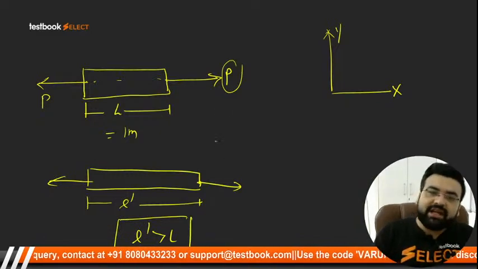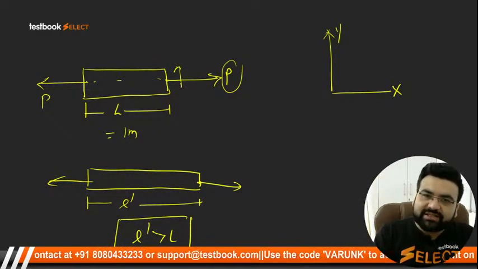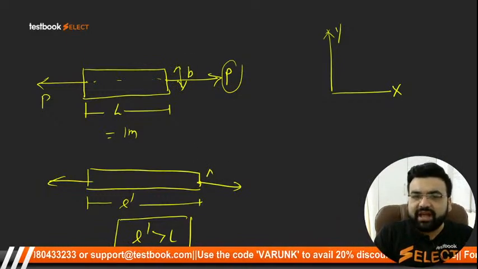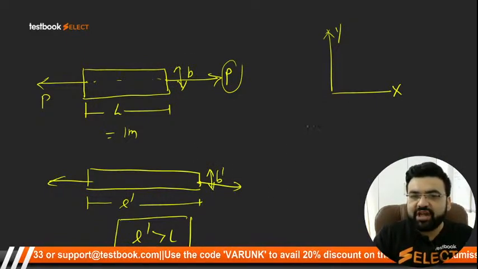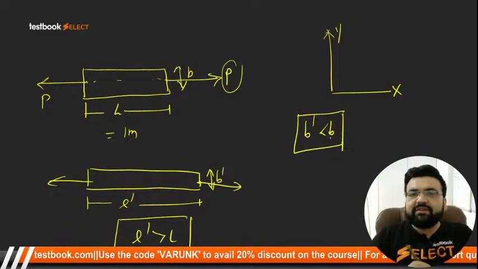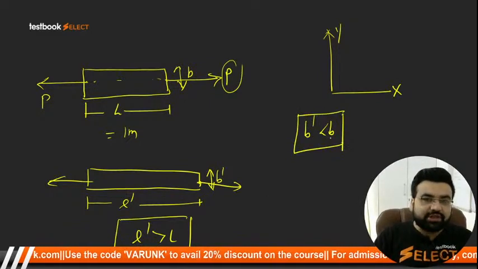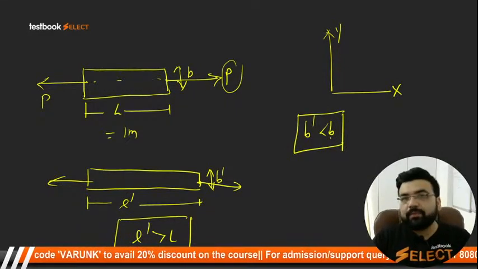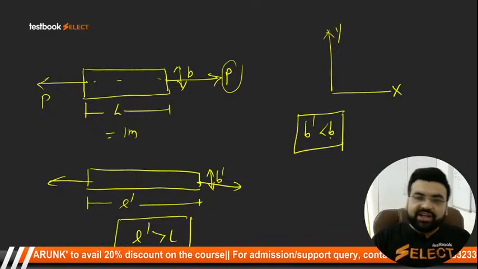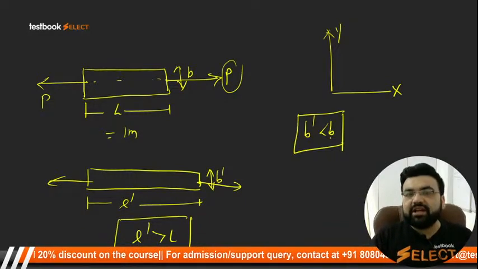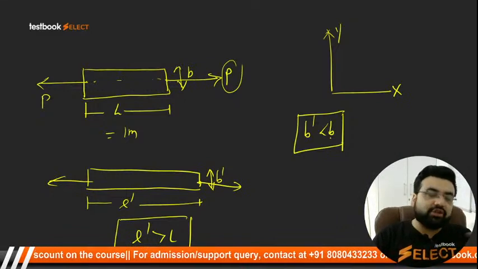Clear? Similarly, if I talk about the y direction, students, originally the width was equal to b, and now here it is equal to b dash. I will say that b dash will be less than b. So there is some deformation in the y direction also, and some deformation in the x direction also. Clear? And due to these deformations, students, whenever a particular material is failing, all these deformations come into picture.